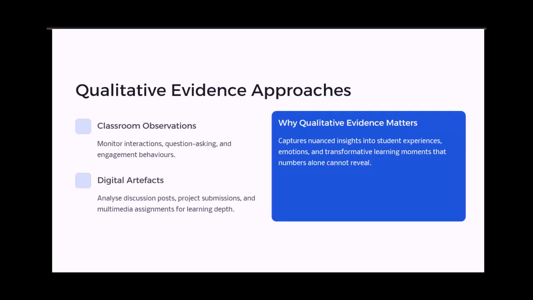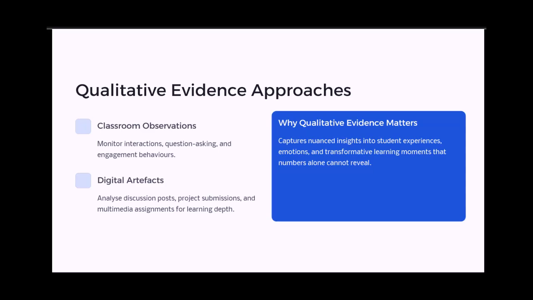Qualitative approaches, as I said, involve observations such as interacting in the class, maybe asking questions and observing how students engage, or how many students put up their hands, and looking at patterns of that. Also digital artifacts look at things students have done. So if you get them to do something online, such as submit a discussion or reflection or a multimedia assessment or assignment, maybe you can analyse these to determine their depth of learning or if they've achieved the learning outcomes.